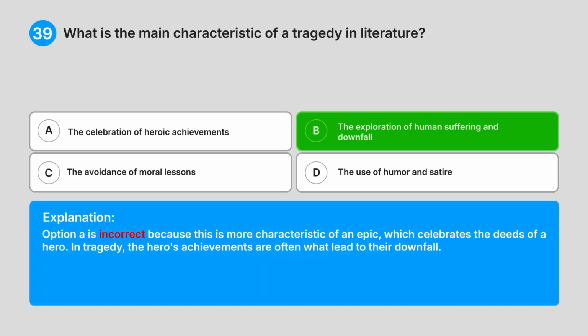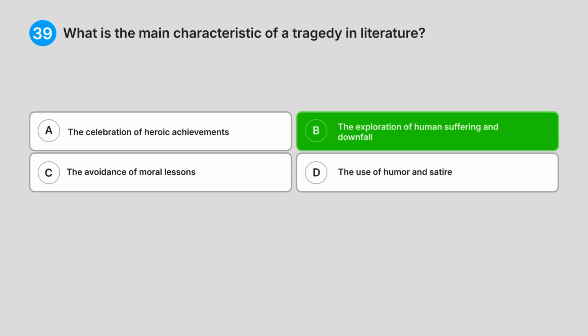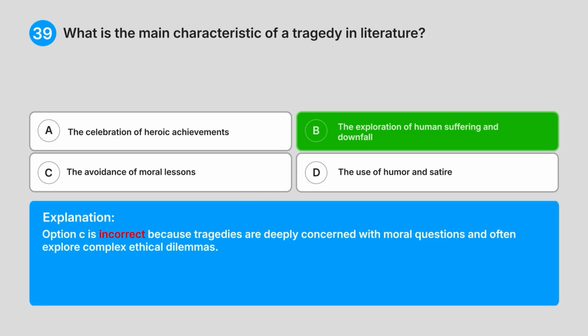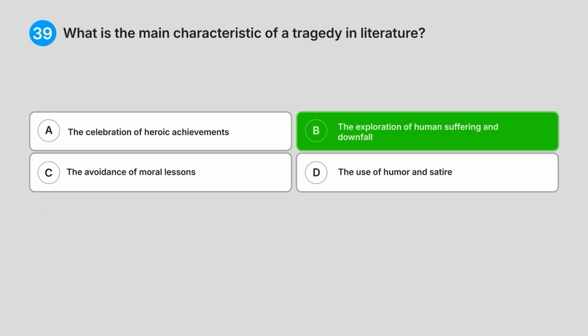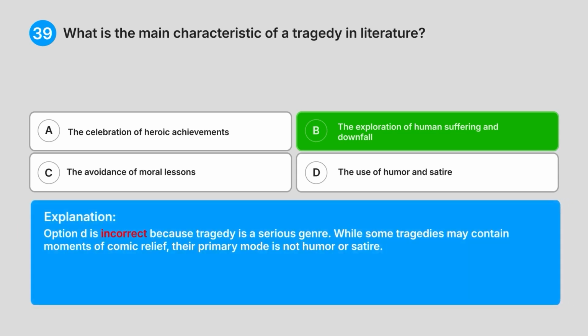Option A is incorrect because this is more characteristic of an epic, which celebrates the deeds of a hero. In tragedy, the hero's achievements are often what lead to their downfall. Option C is incorrect because tragedies are deeply concerned with moral questions and often explore complex ethical dilemmas. Option D is incorrect because tragedy is a serious genre. While some tragedies may contain moments of comic relief, their primary mode is not humour or satire.